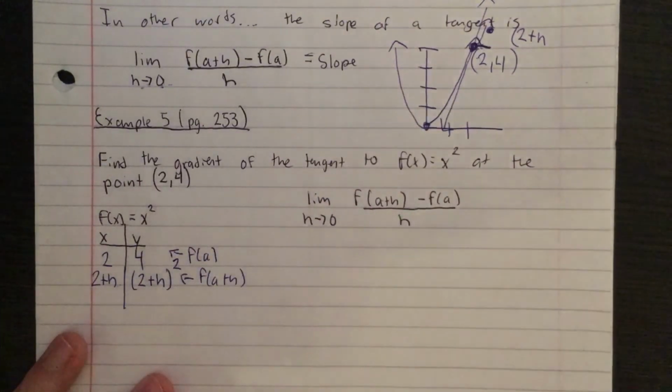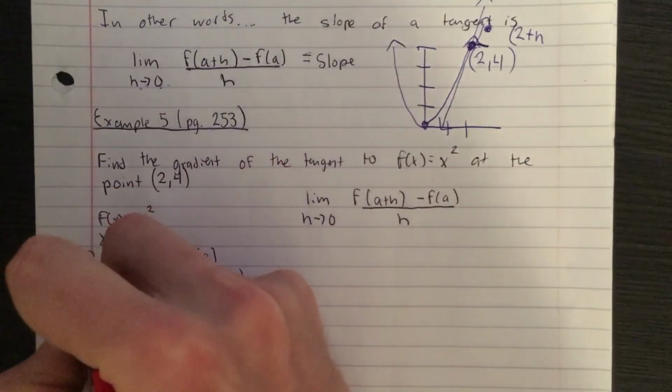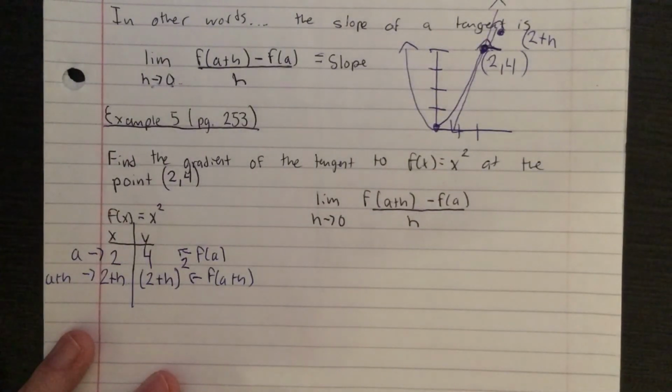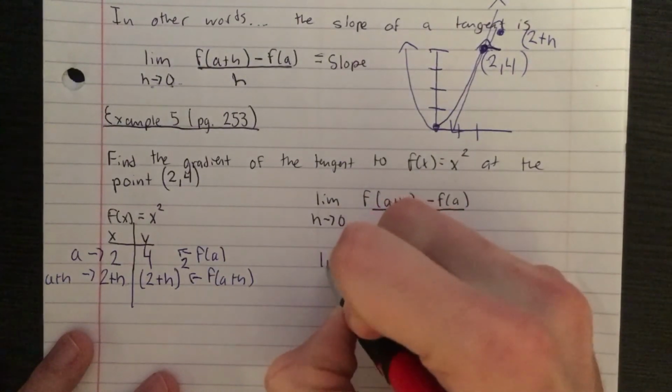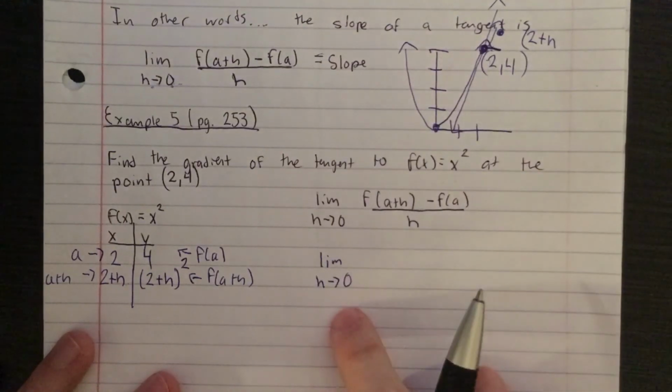Like, and A is just the coordinate 2 here. This right here is my A. This right here is my A plus H. This is how we need to think about this stuff. So we're going to substitute this in. We're going to take the limit as the horizontal distance approaches 0.